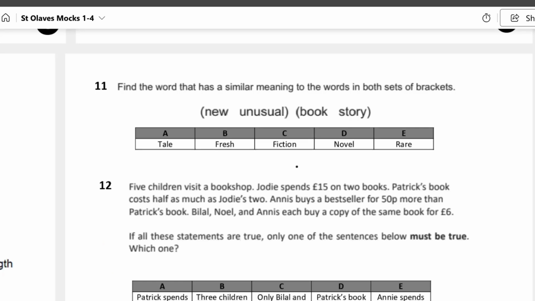Question 11, the word new and unusual or book story. So the word novel, because rare can be new and unusual, but it does not mean book story. Fiction isn't book story or new and unusual. The only word is novel. And novel can kind of mean new, or if something's got novelty, then it's not normal, it's quite unusual. It can also mean a book or a story. Therefore, the answer is D.